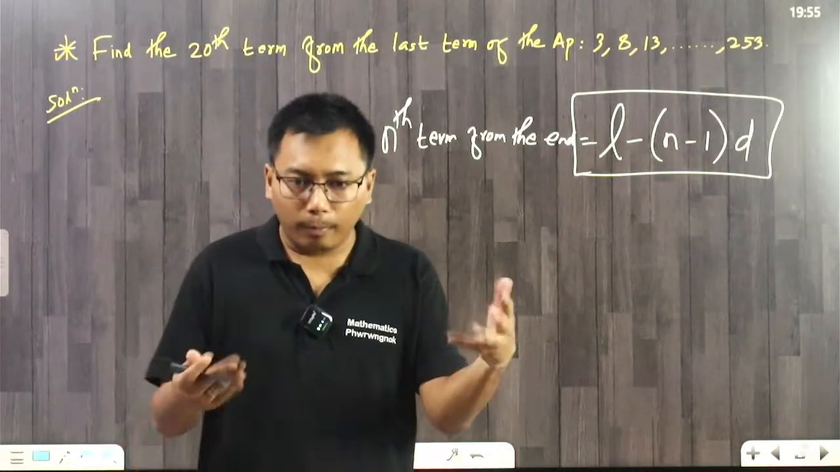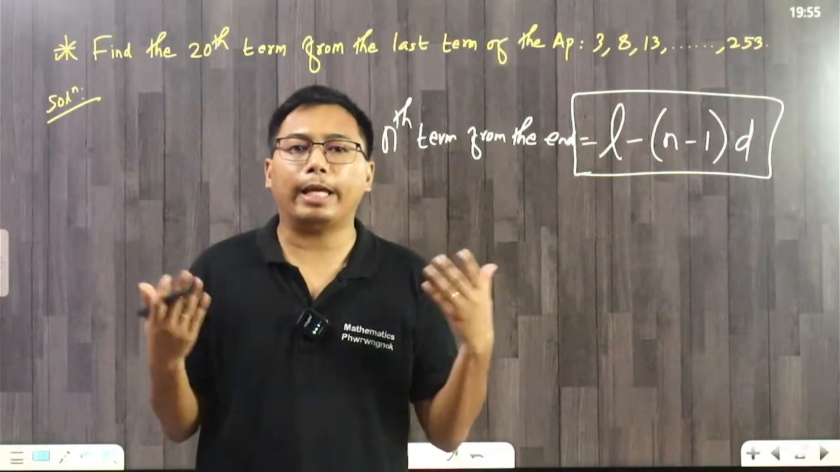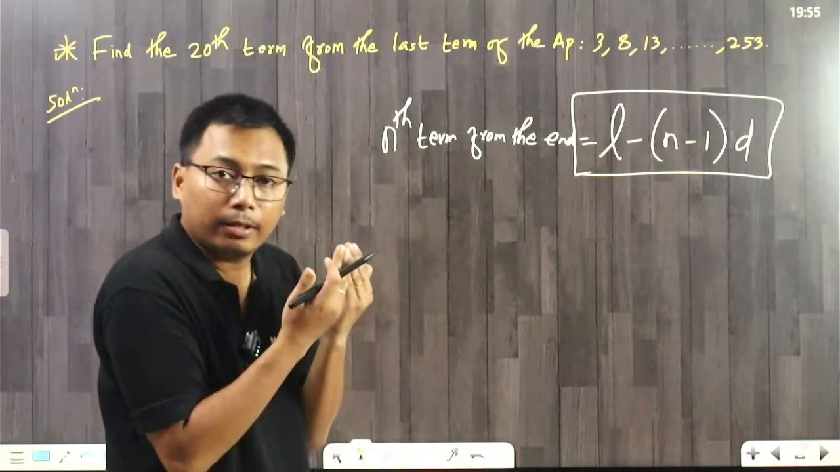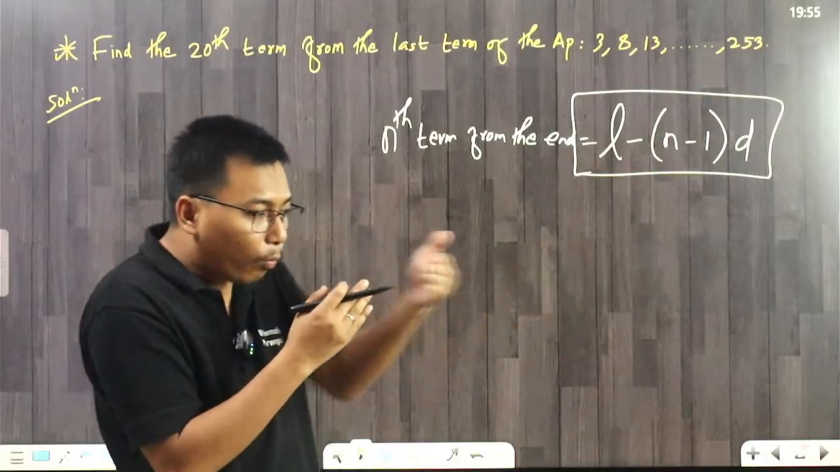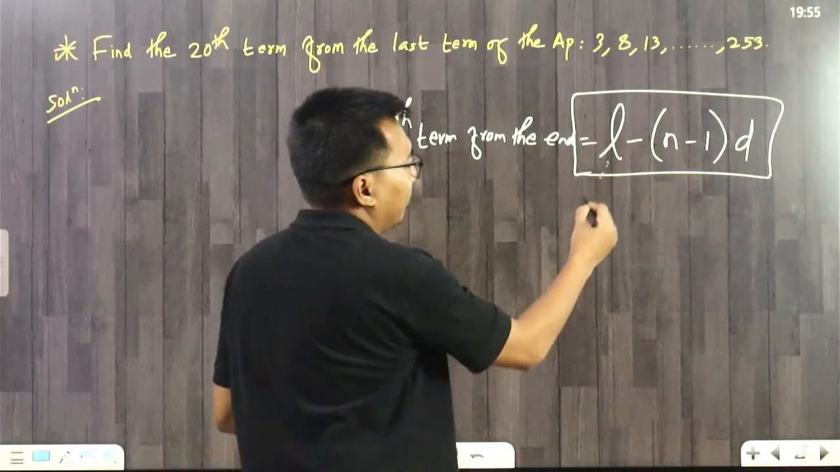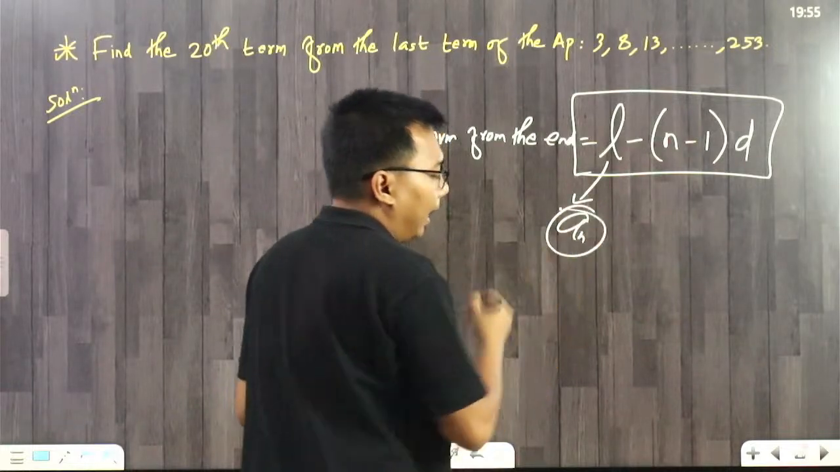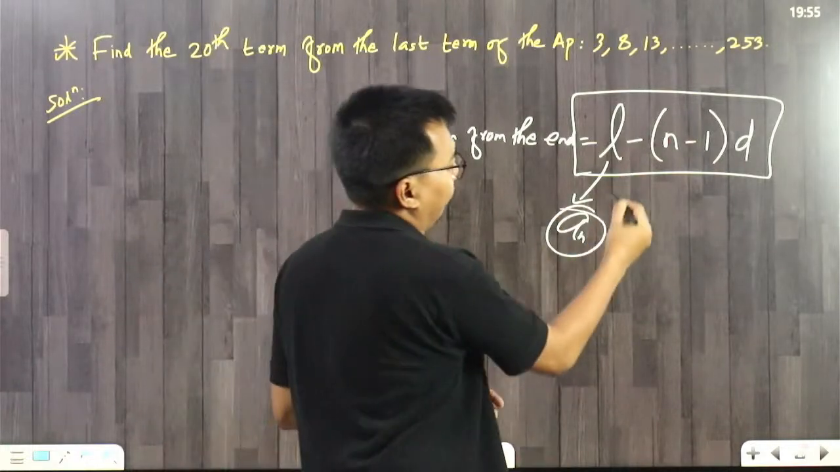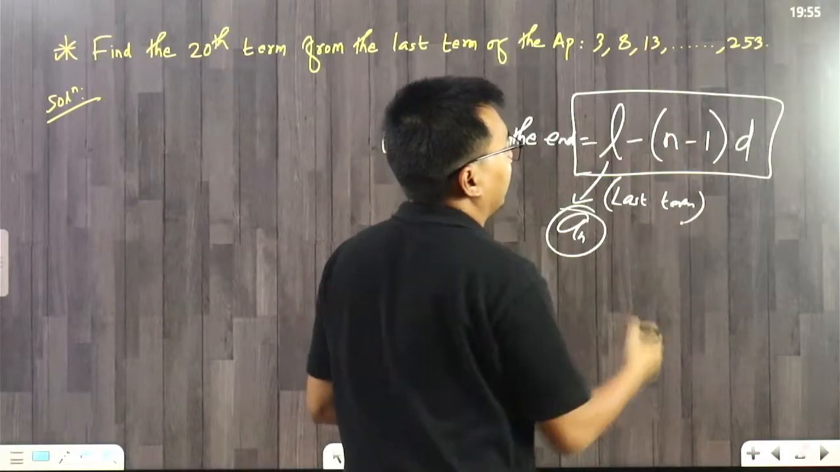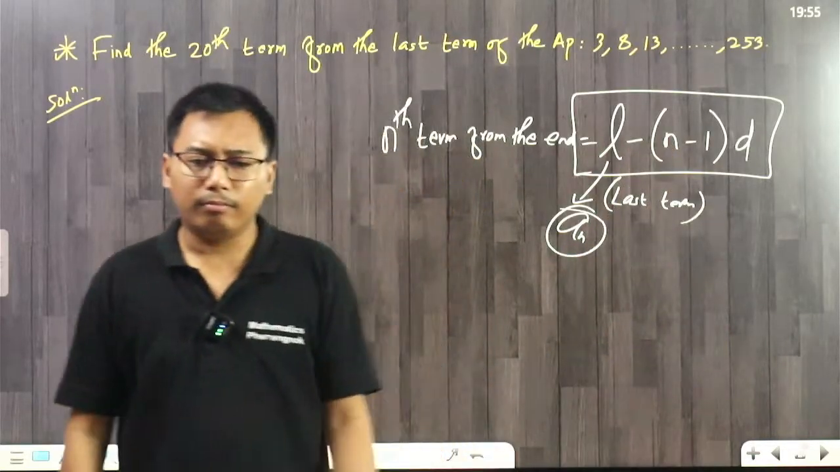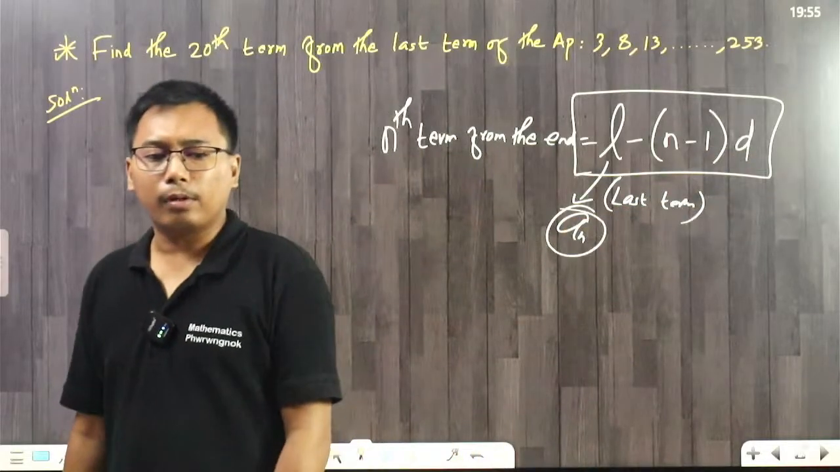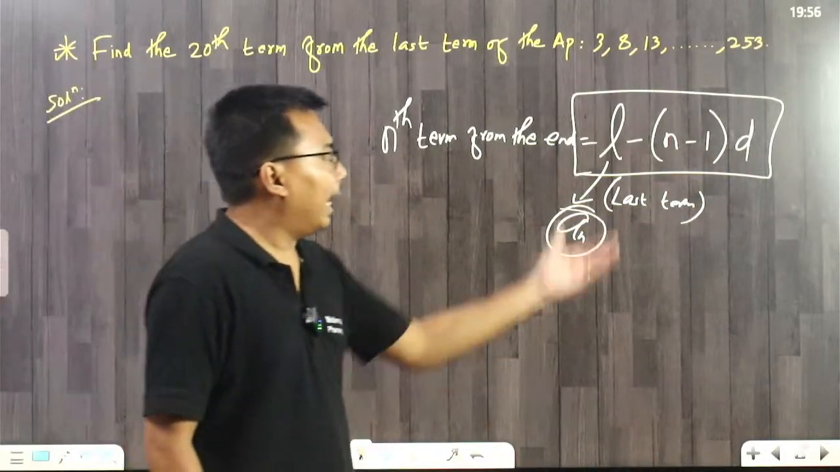Normally, if we want to find the nth term, we use a plus (n minus 1)d. But if we want to find the nth term from the end, then we'll use this formula, L. And what is L? L is a_n, or let's write in words, last term. L is the last term. And you know what n is? Number of terms, and you know what the common difference is, right? L means last term.